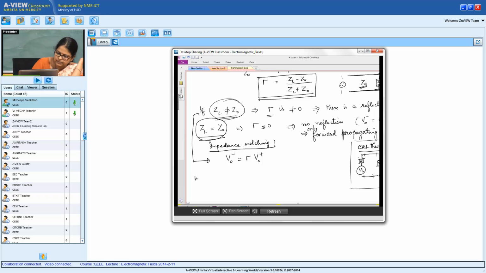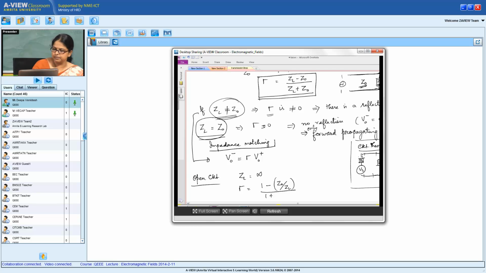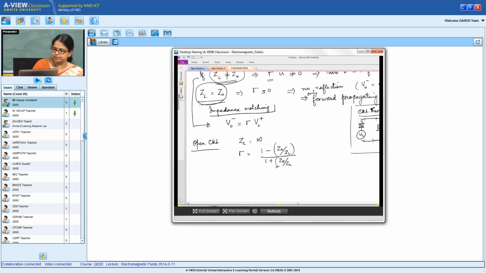Now let's take the case when you are having an open circuit situation. Open circuit would mean ZL is infinity. Gamma is ZL minus Z0 by ZL plus Z0. So I could write this as 1 minus Z0 over ZL, divided by 1 plus Z0 over ZL, and substituting infinity, I get 1.